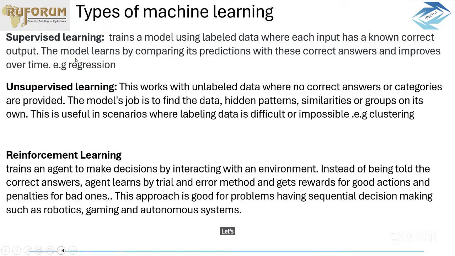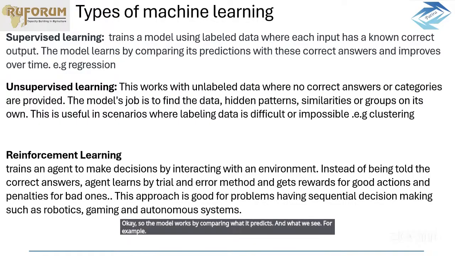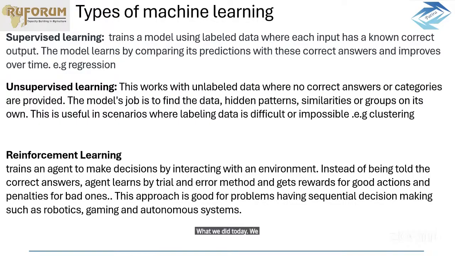Let's start with supervised learning. It trains the model using labeled data where you know the outcome already. The model works by comparing what it predicts and what we see. For example, what we did today, we had already the yield categorized as high and low, and we did our predictions, and we are basing on what was there to know if what we are doing is right or wrong. That is supervised learning. So we know what the outcome is. So we do a prediction and we can compare with what the outcome should be.